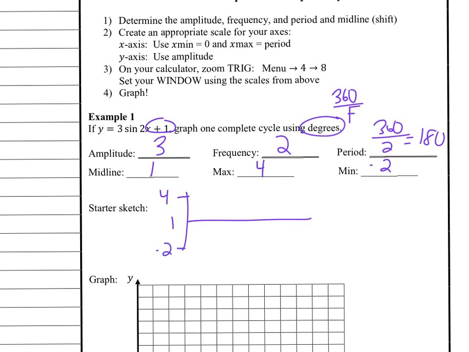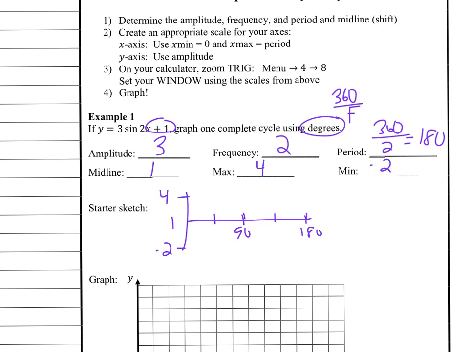After that, I just need to know where it ends. So I know it ends at the period, right? The period is the length of one cycle. It's the period of time for one cycle. That's the definition of period, so it kind of fits. So it ends at 180. So I'm going to make a little hash mark. Oh, that's bad. So here's 180. And here's my 90. And I'm going to plot some points.